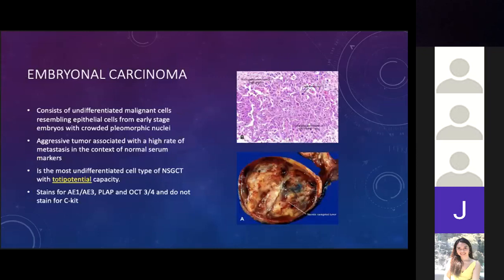And for your embryonal carcinoma, it consists of undifferentiated malignant cells resembling epithelial cells from early stage embryos with crowded pleomorphic nuclei. It is an aggressive tumor associated with a high rate of metastasis in the context of normal serum markers. It is also the most undifferentiated cell type of non-seminoma germ cell tumor with totipotential capacity, meaning totipotent, having the ability to differentiate to other non-seminoma germ cell tumors like teratoma within the primary tumor or at metastatic sites.